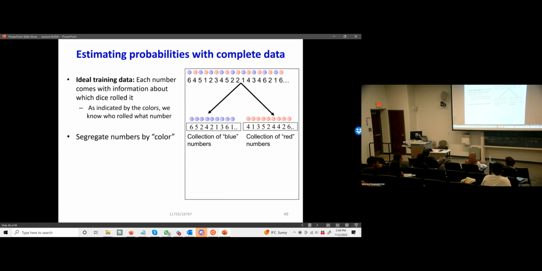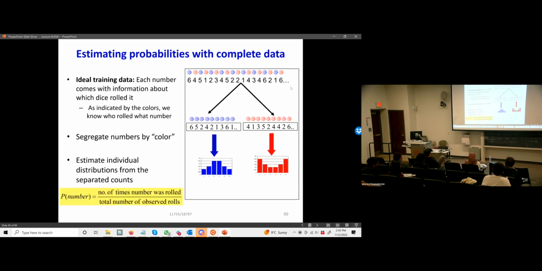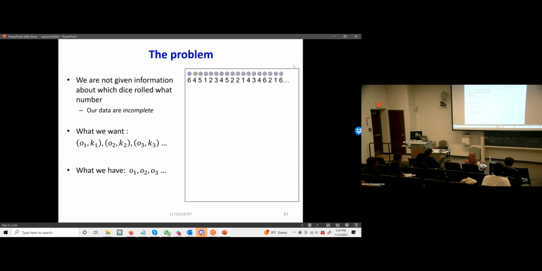And then from the blue set, I can give you the probability distribution for the blue dice. From the red set, I can give you the distribution for the red dice. And then by counting how many blue balls and how many red balls I have, I can tell you what is the probability of selecting the blue dice and what is the probability of selecting the red dice. Just straight up counting, right? Our problem is that the color is not given. So our data are incomplete, which means we don't have any way of segregating the data out, right?